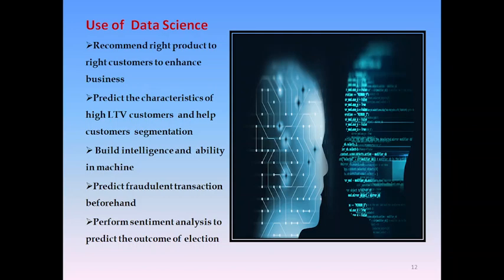Second one is predicting the characteristics of a lifetime value customer and helping with customer segmentation. Third one is building intelligence and ability into machines. Fourth one is predicting fraudulent transactions beforehand. Last one is performing sentiment analysis to predict the outcome of elections.